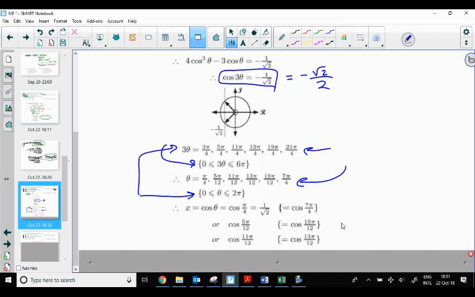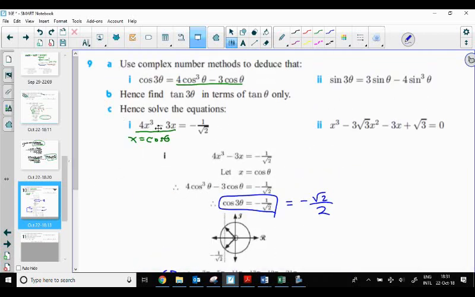And it certainly makes sense that there should only be 3 solutions here, because recall that we're solving a cubic equation, so there needs to be 3 at most.